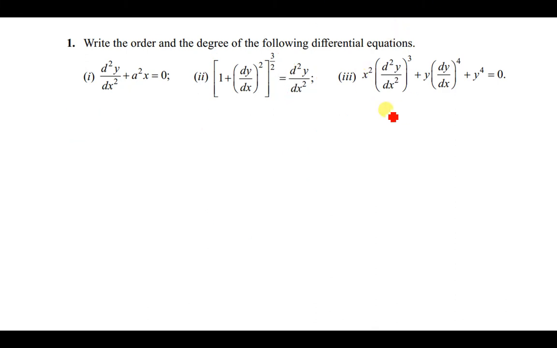On this last equation, this one is straightforward. The order is 2, because d2y/dx2 is the highest derivative we have there. The degree there is simply 3. So we can now move on to the next question.